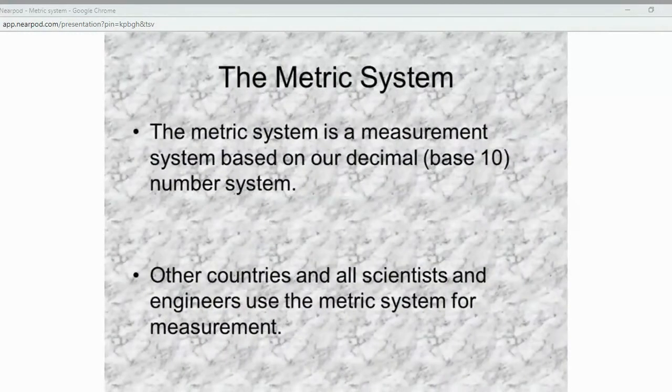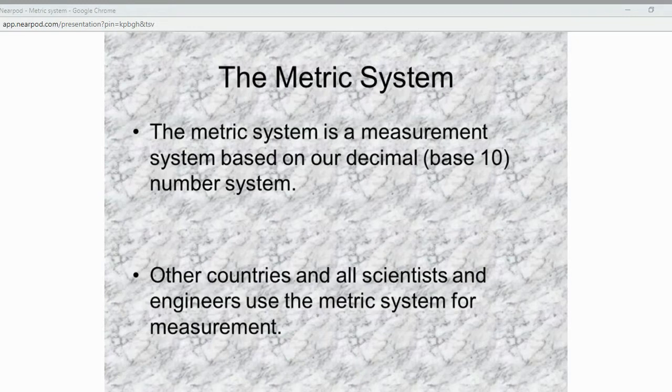So the metric system is what we use in science. It is based on our decimal system, so it's based on a base of 10. That means when you're trying to make a measurement, it's very easy because everything is divided evenly in tens. If you look at the English system, measuring something with a ruler, there's 12 inches to a foot. That makes things a little more difficult to measure because your divisions aren't easy to calculate.